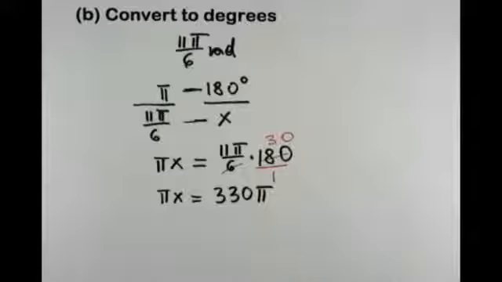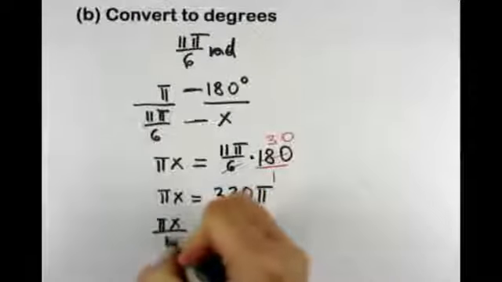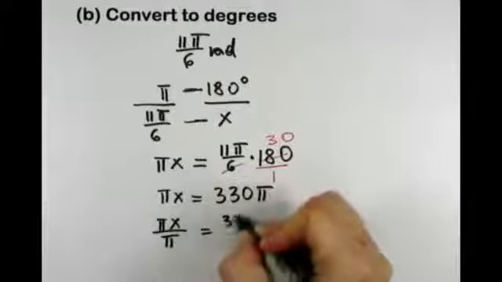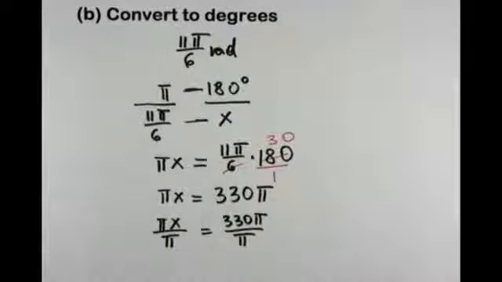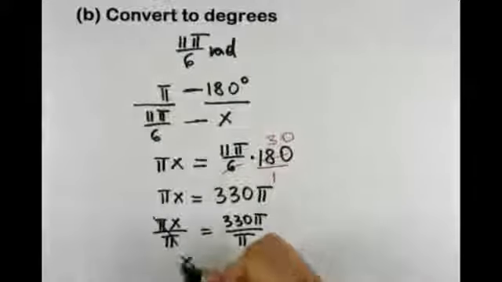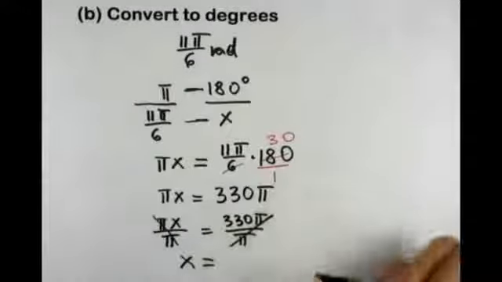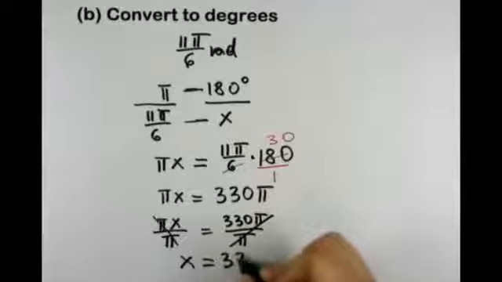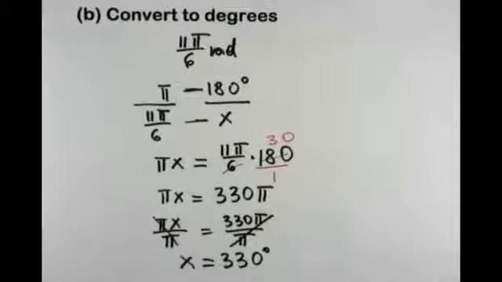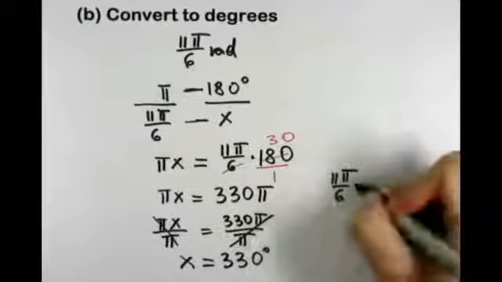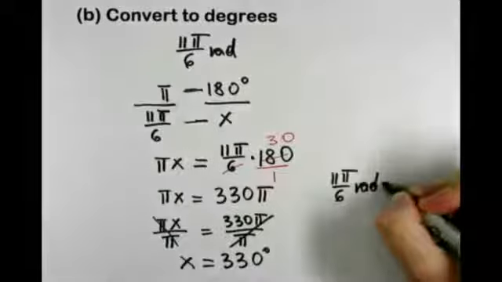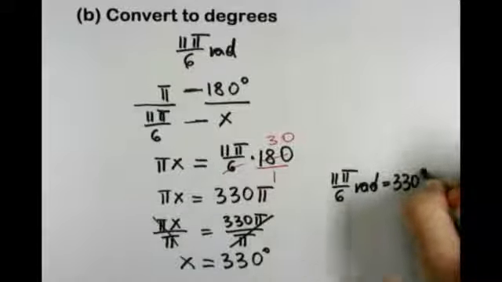Now we can divide by pi. So the pi cancels out, and x is equal to 330 degrees. So 11 pi over 6 radians is 330 degrees.